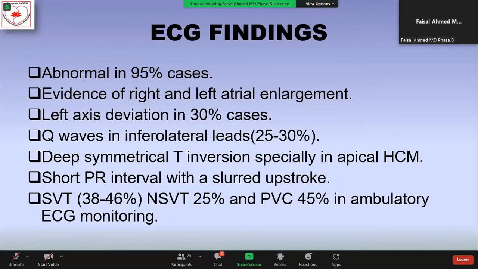In case of septal variety, there is usually presence of Q waves in the inferolateral leads in 30% of the cases. In case of apical variety of HCM, there is usually deep symmetrical T wave inversion by more than 10 millimeter, especially in the V2 to V4 leads. And in approximately 4 to 5% of the cases, there can also be presence of WPW variant in HCM. If we do ambulatory ECG monitoring, there can be features like SVT, NSVT, and PVC.